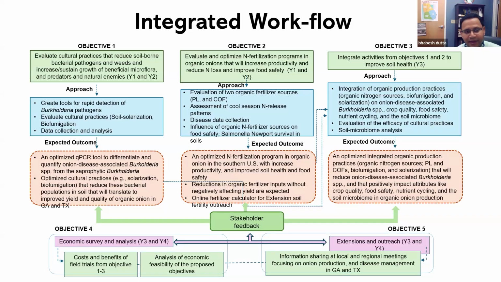And objective three is based on the positive outcomes of objective one and two. We would choose the fine-tuned expected outcomes, put it together, and then see if in integrated trials these objectives would not only improve the system but also improve the soil health and improve the yield and productivity of organic onions. As with any NIFA project, extension economics are integrated within each objective, and we hope by the end of the project we'll provide a necessary toolkit for our organic onion growers that will help them to reduce the losses because of these soil-borne bacterial pathogens and with improved yield and quality.